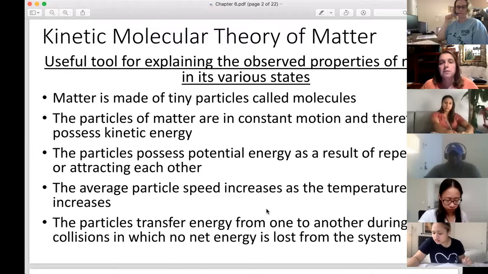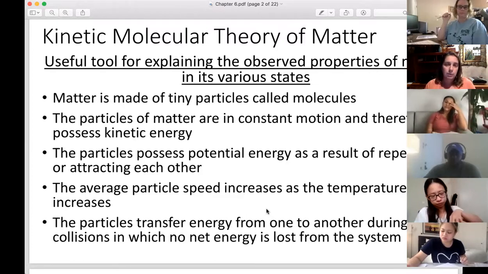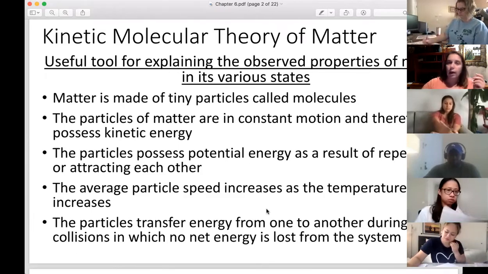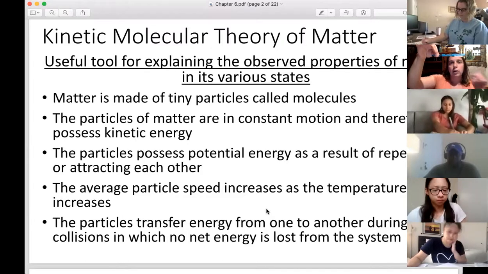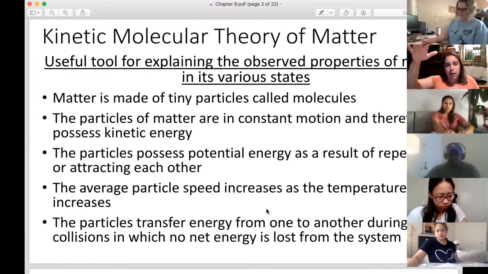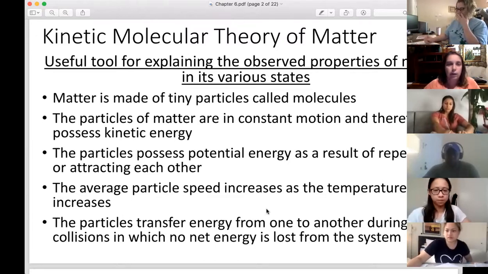Matter is made up of teeny particles. These particles, if we're talking about gas, are in constant motion. Therefore, they possess kinetic energy, right? The difference between kinetic energy and potential energy is that kinetic energy is energy in motion, and potential energy is the potential of energy falling, or energy in motion. So if I have a pen and I drop the pen, when it's up here, it has potential energy, and then when I drop it, it's kinetic energy.